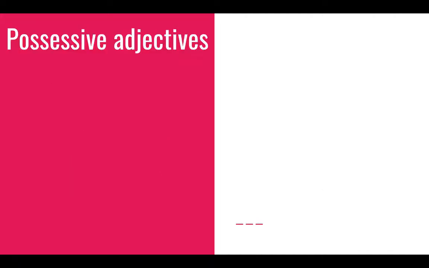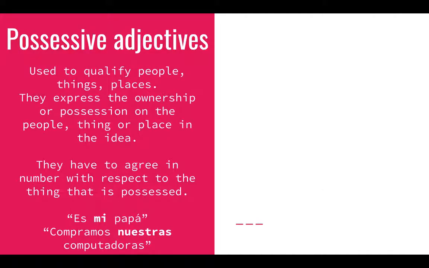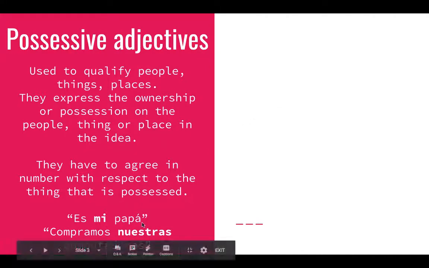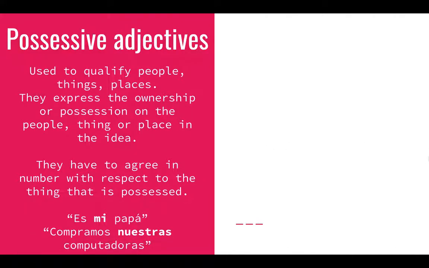So, talking about possessive adjectives, just cliff notes: they are used to qualify people, things, places. They express the ownership or the possession of the people, the thing, or the place. Okay? So they have to agree in number with the thing that is being possessed. So, for example, it's my dad, but I only have one dad, so it's mi papá. Now, we all bought computers, so we bought multiple computers. Compramos nuestras computadoras. It's matching the fact that it's multiple computers. And keep an eye on nuestras and vuestras also needing to match in gender. So that's the possessive adjectives.